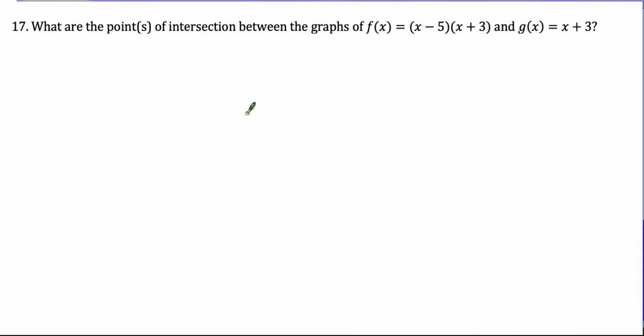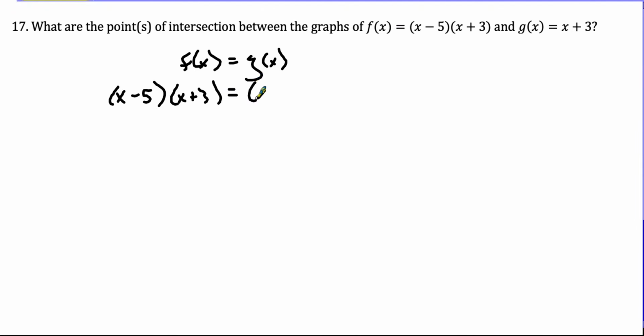On number 17, the points of intersection between these graphs. Well, to find points of intersection by hand, I need to set these two functions equal to each other, right? So I'm setting f of x equal to g of x. So x minus 5 times x plus 3 equals x plus 3. Now, we said we want to get everything on one side equal to 0.